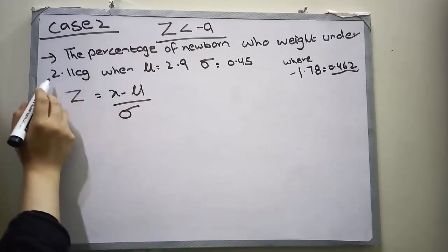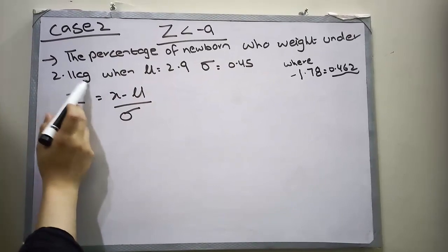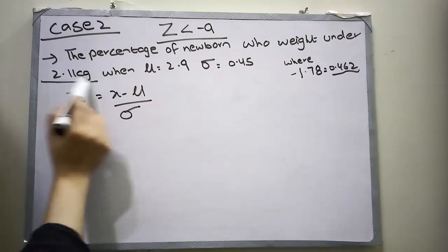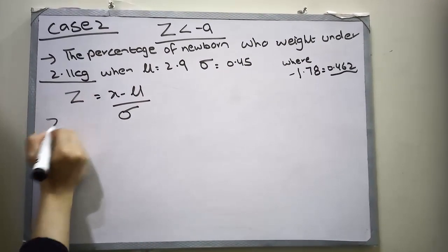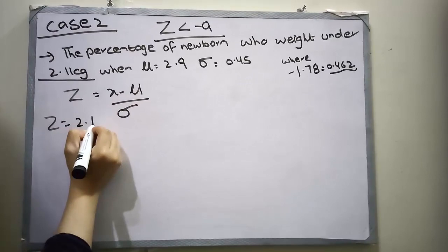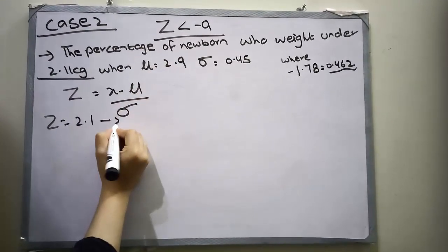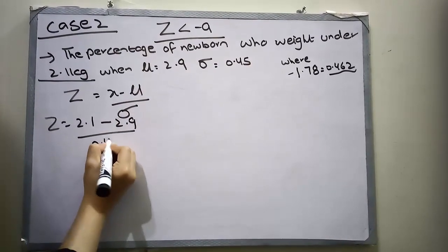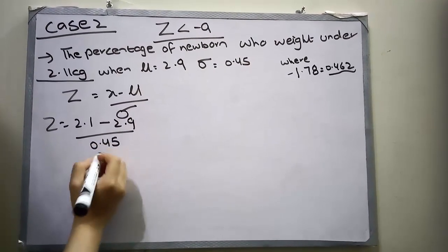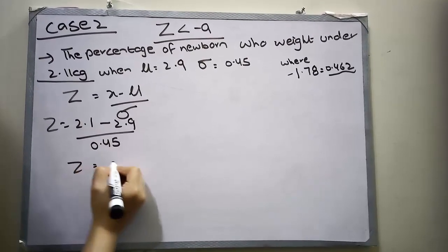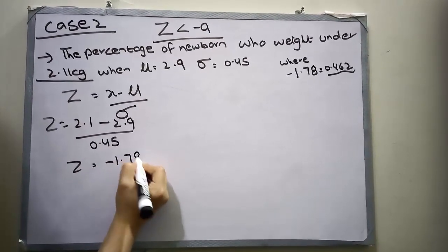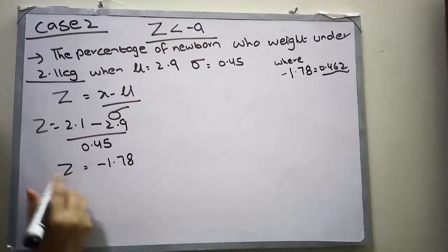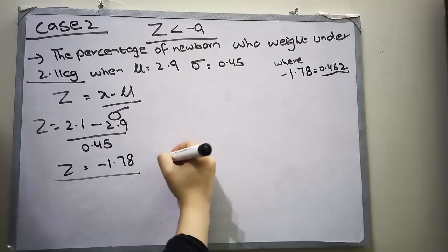X is our required value, and our required value is 2.1 kg. We are supposed to find the percentage of newborns who weigh under this required value of 2.1 kg. So putting the values in the equation, 2.1 minus mu, which is 2.9, divided by standard deviation, which is 0.45. Our answer would be Z equals negative 1.78, which means that Z is... now we will represent this value in our bell-shaped curve.